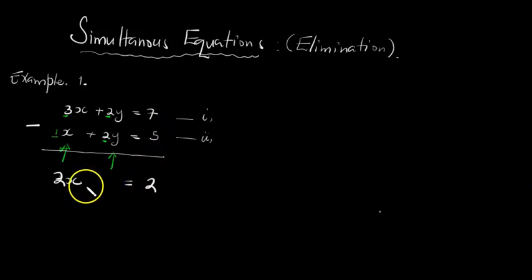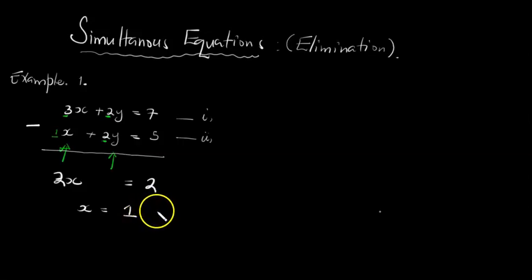Here you can see that the y has been eliminated, so we only have an equation in x. So here you can get our x by dividing by 2 on both sides. So you can say x equals 1.